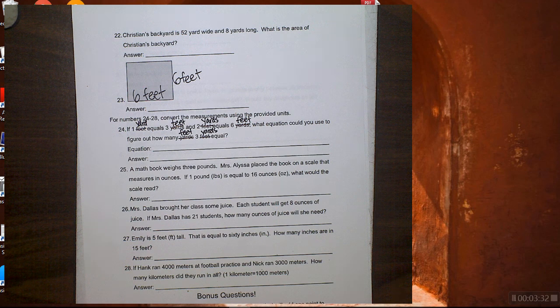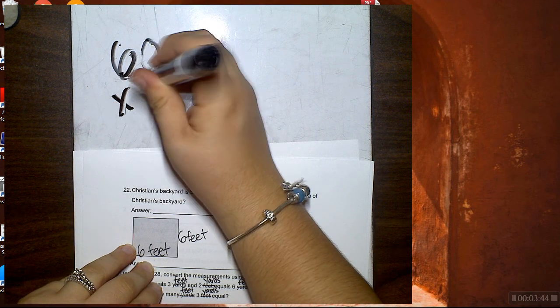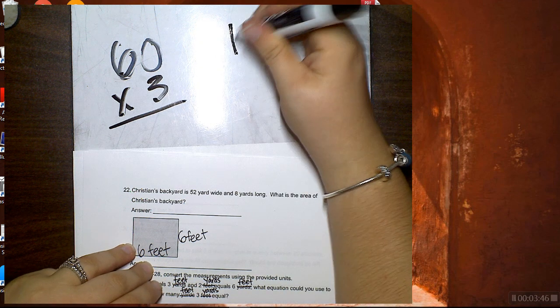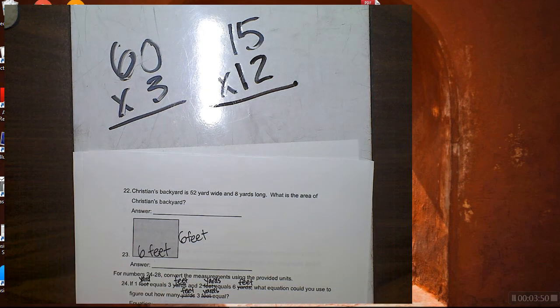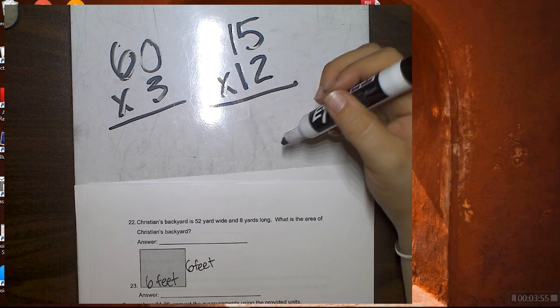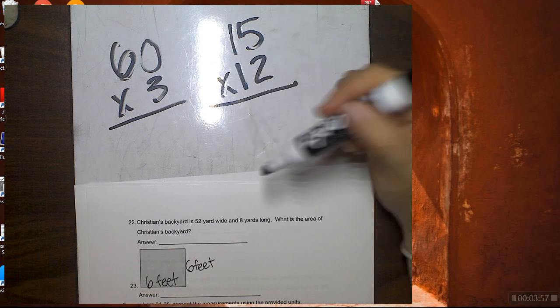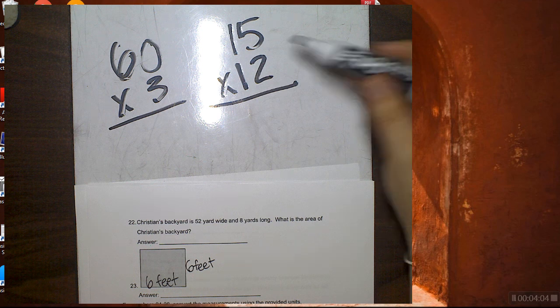The other way they could do it is if they know a foot is 12 inches, they can do 15 times 12. I would prefer if they did the 60 times 3 because we have not gone over 2-digit times 2-digit multiplication. I'm so sorry. So if they realize that 5 times 3 is 15, so 60 times 3 would tell me how many inches were in 15 feet, then they can solve that fairly easy.